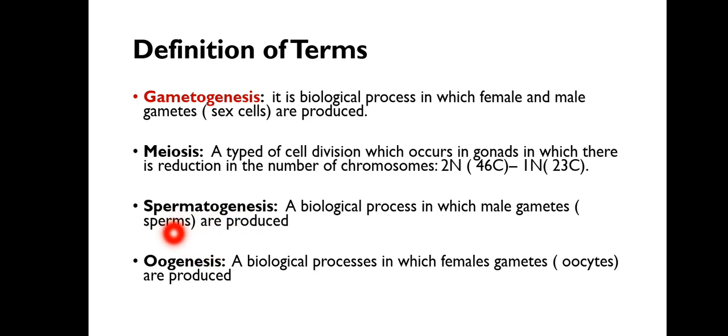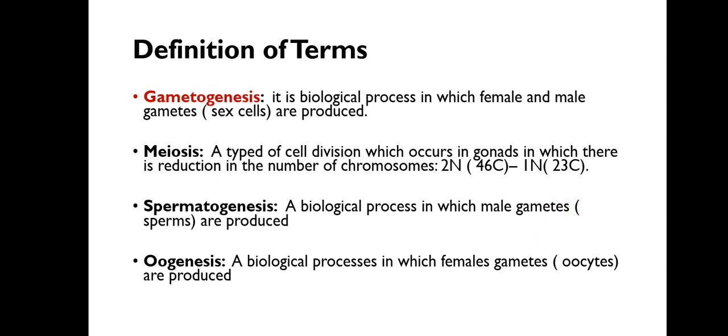Gametogenesis in females is called oogenesis. It's a biological process in which female gametes, or oocytes, are produced. So you must familiarize yourself with this term oocyte. It's a scientific term for a female egg.